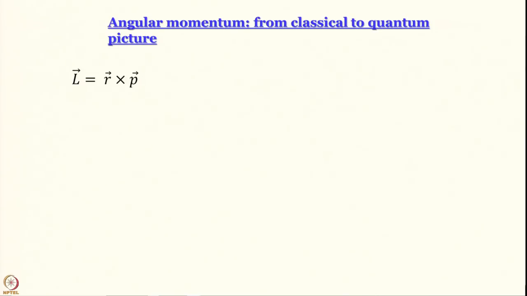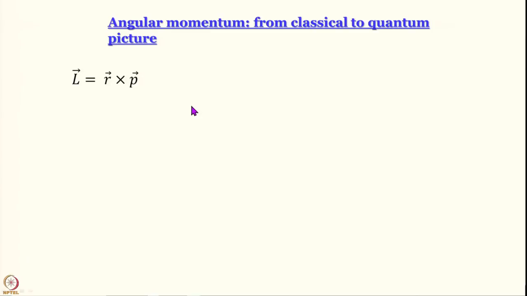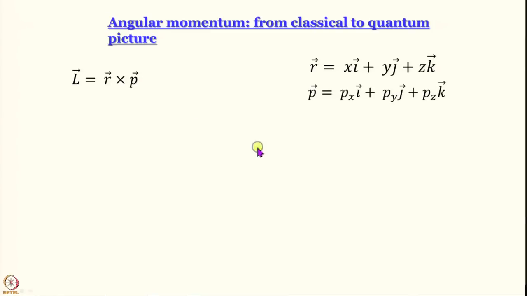And we can convince ourselves that that is really the case by starting from the basic definition of angular momentum. We will have to come back to this in the next module as well. So, L is given as r cross p. So, r is written as x i plus y j plus z k. i, j, k essentially are the unit vectors along x, y and z axis respectively. p we have written as p x i plus p y j plus p z k.